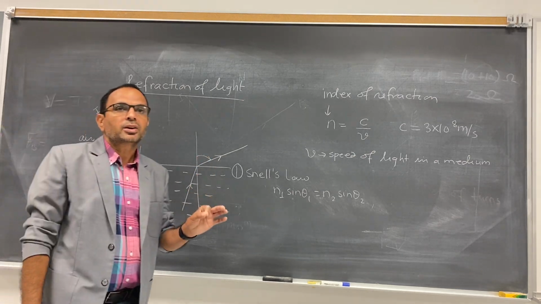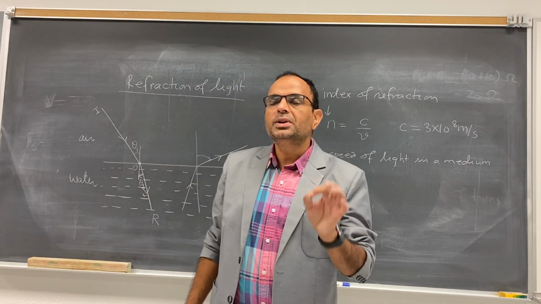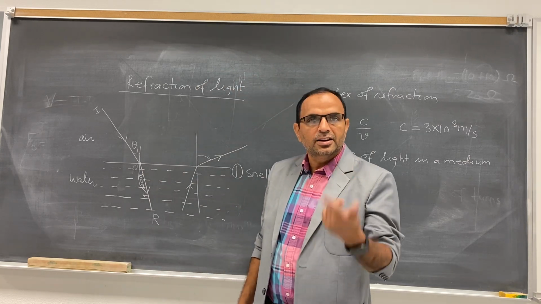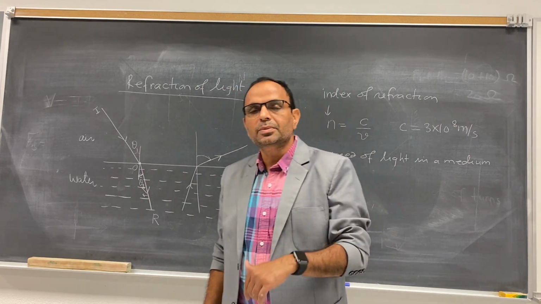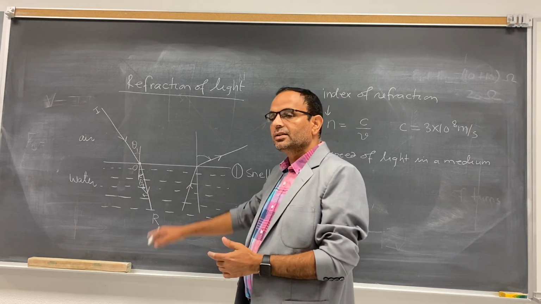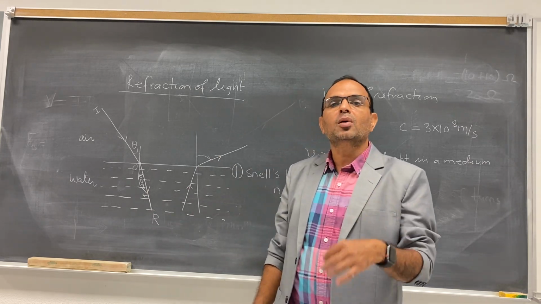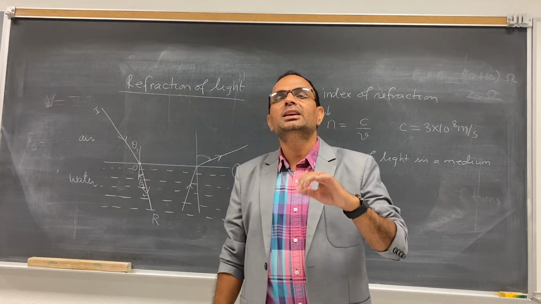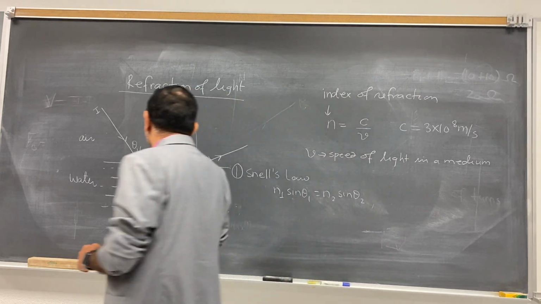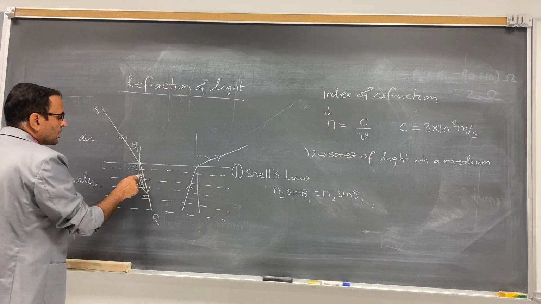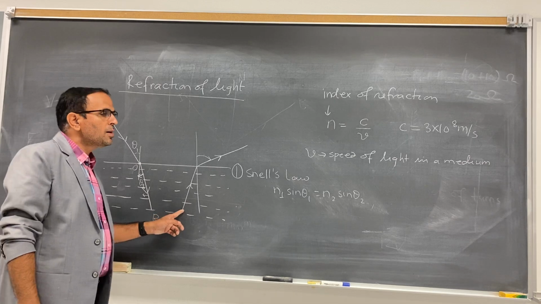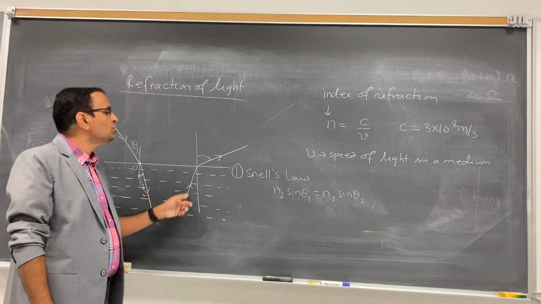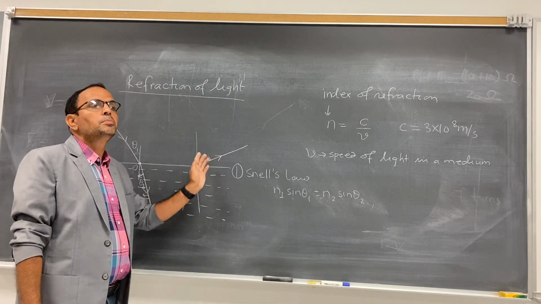Again, if the ray of light is traveling from optically thin medium, that is air, to the optically thick medium, that is water in this case, it bends toward the normal. And if the ray of light is traveling from optically thick medium to optically thin medium, it bends away from the normal.